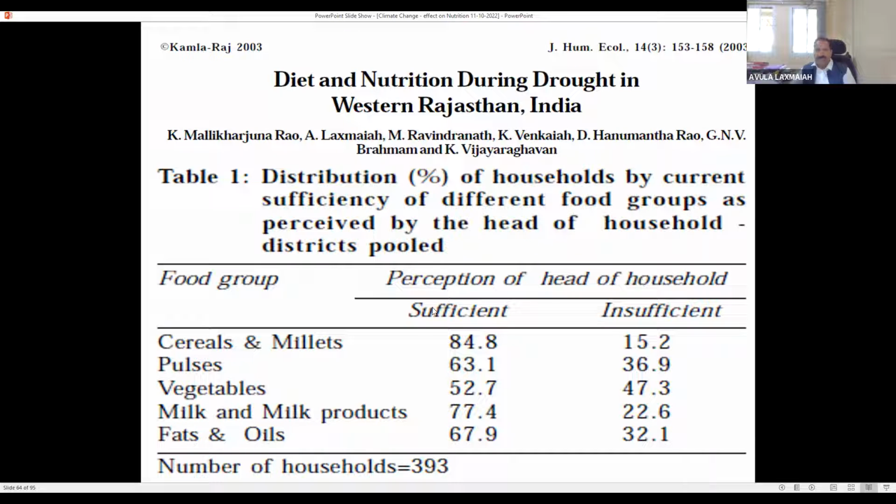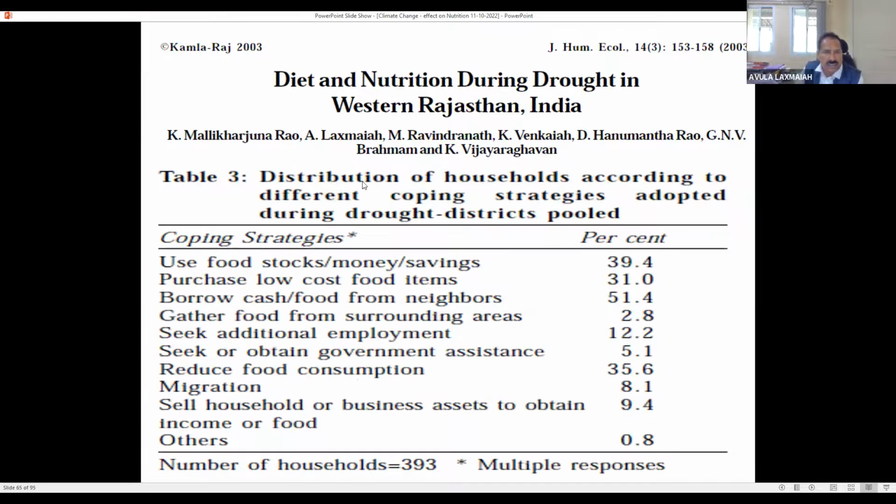Diet and nutrition during drought in Western Rajasthan. Here we have used the food insecurity scale, the perception of the head of the household, sufficient and insufficient. For cereals and millets, 84% insufficient and 15% sufficient, because the existing programs, the PDS, work well there. Cereals and millets are not much of a problem, but you can see pulses: the insufficiency is very high. Vegetables insufficiency is very high, and milk products also high. Fats and oils also very high. So except for cereals, other things are very insufficient, and this is the condition.